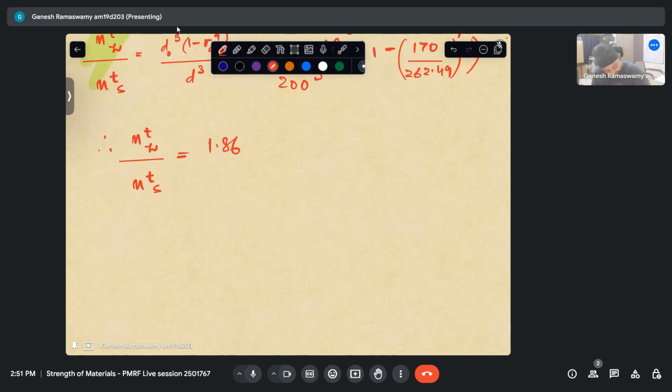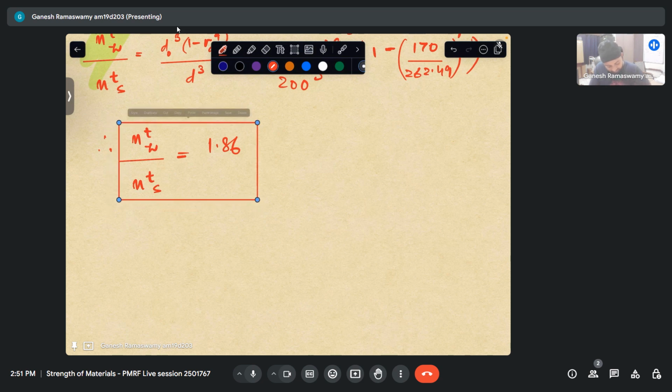So what does this tell us? This question tells us that when we have two shafts, one hollow and one solid, of the same cross-sectional area, the hollow one actually has a greater moment carrying capacity, twisting moment carrying capacity. I hope that is clear and the viewers are able to appreciate that.